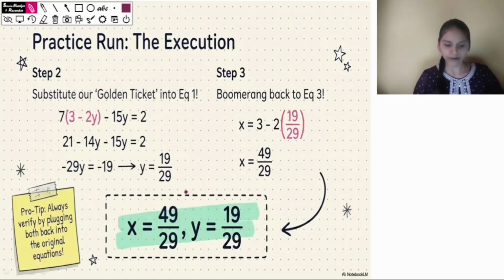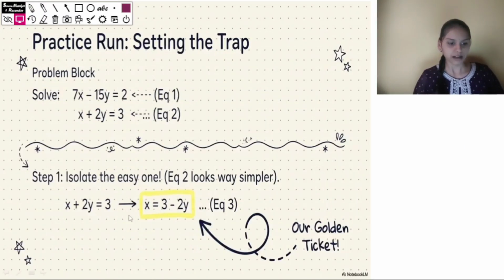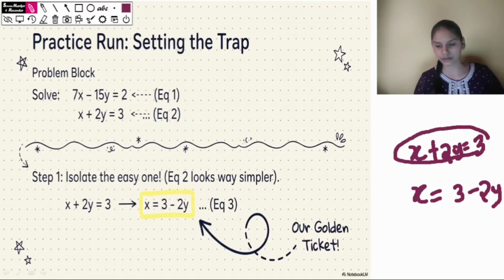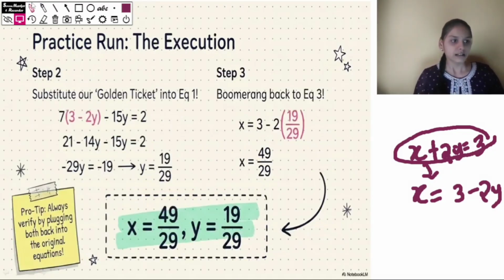Let me just show you. Here, whichever we substituted, it was in terms of x. Let me write it here. x is equal to 3 minus 2y, right? My equation was x plus 2y is equal to 3. This was my equation, and I wrote it in terms of x. Now step 2 is to substitute the golden ticket.